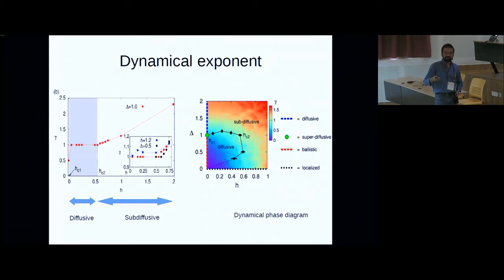Then there's localization sitting around here. Which also kind of suggests that maybe we should stay away from this kind of model. If you want to find transport rates, maybe it's best to begin with a non-integrable model to really completely understand what the transport rates are.